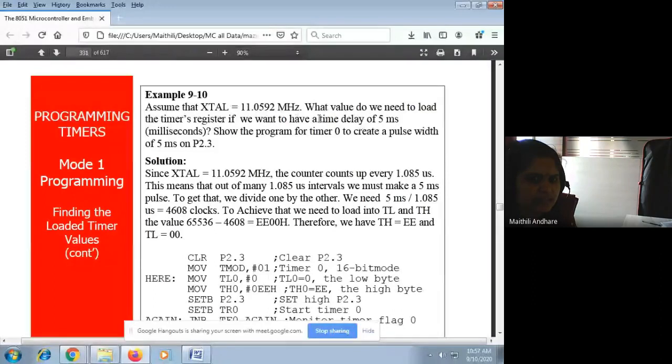Now see one calculation. Suppose the example given is a 5 millisecond delay generation. As per the steps, just concentrate on the screen: 5 millisecond divided by 1.085 microsecond, you will get that many clocks. Then subtract that from 65536, you will get the number. First you get the decimal number, and then you have to convert it into the hexadecimal number. This number is nothing but your YYXX. So 00 is the lower byte and EE is the higher byte. So TH will consist of EE and TL will consist of 00.